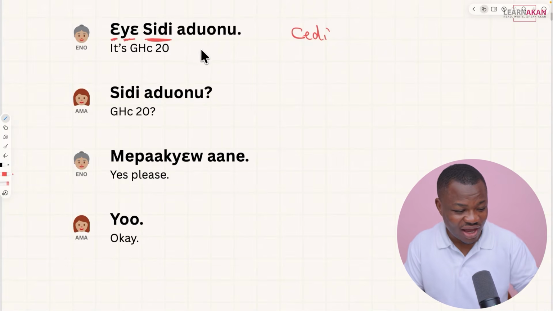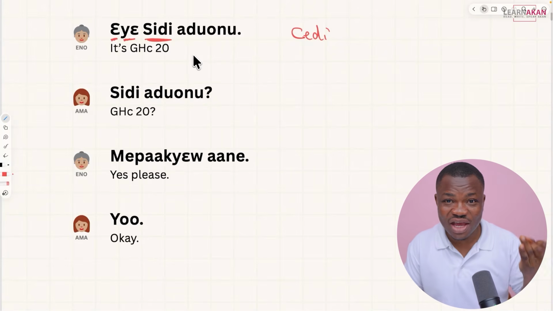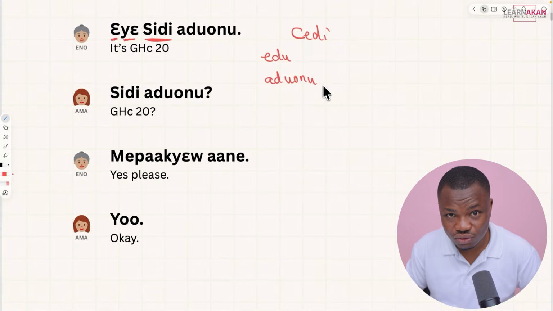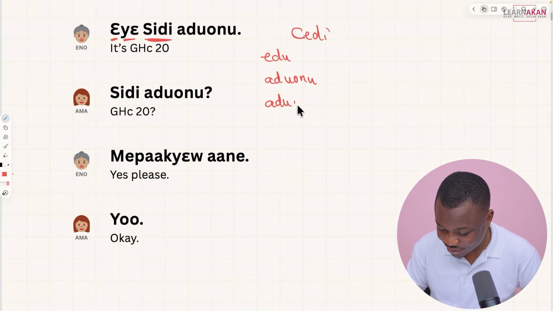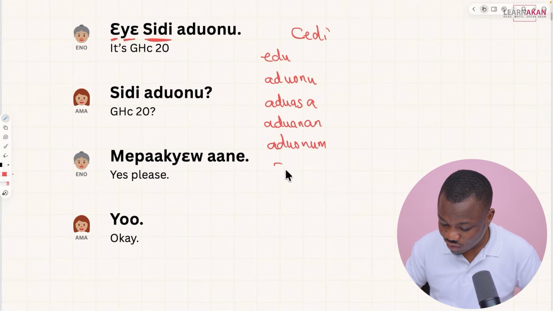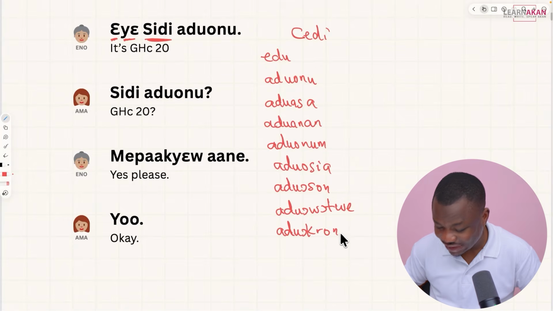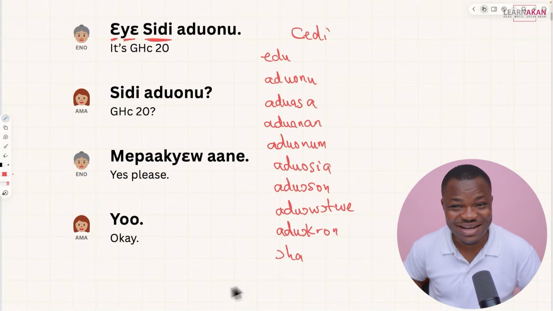The number 20. So we have edu, which is 10. We have aduonu, 20. We have aduasa, 30. We have aduanan, 40. We have aduonu, 50. We have aduosia, 60. We have aduoson, 70. We have aduowɔtwe, 80. We have aduokron, 90. And then we have oha as 100.